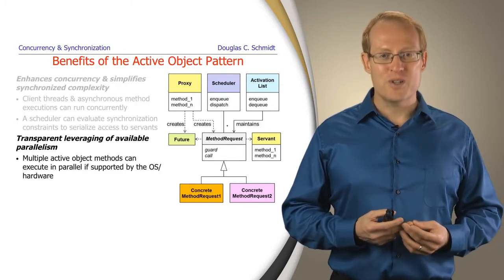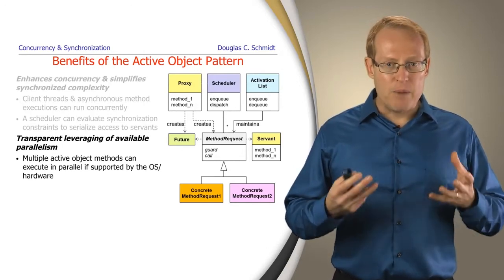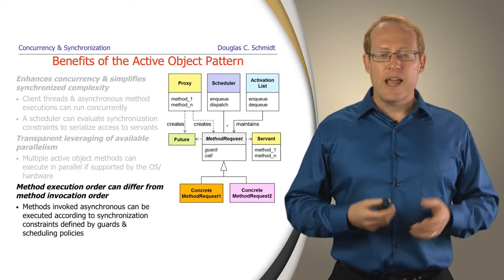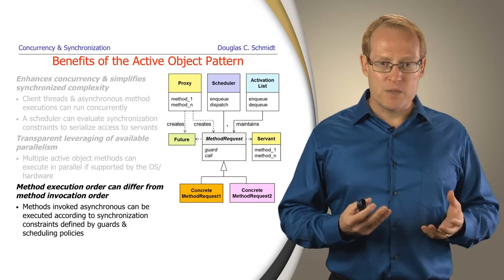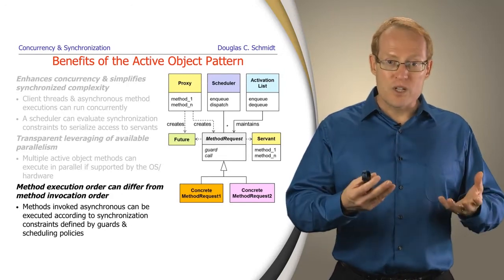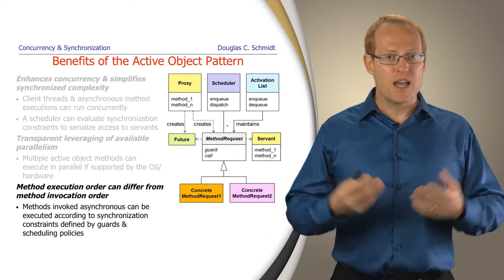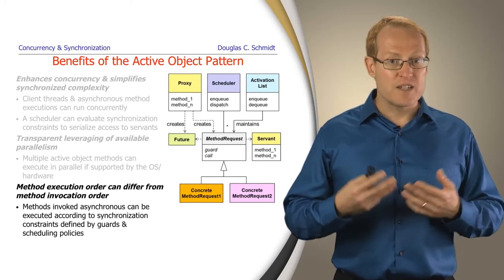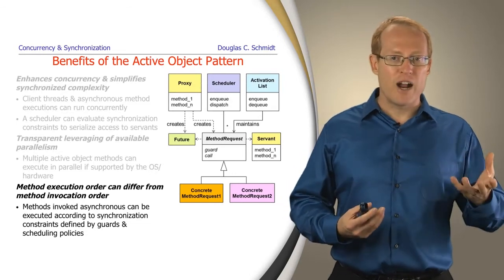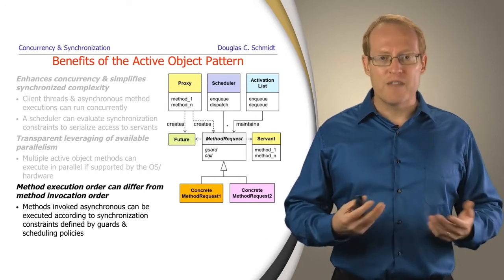Another benefit of this pattern, of course, is that if your operating system and hardware support it, you can transparently leverage the parallelism that's available. So you can have these different method requests running in separate threads of control. Another benefit that you might be able to get from this pattern is that there are times in which the method that invokes the operation and the order in which things are invoked will be different from the order in which the methods are actually executed by the scheduler. You might order things in a way that satisfies scheduling constraints. You might order things in a way that satisfies various priorities, so higher priority users get preference over lower priority users, and so on and so forth. So those are some of the benefits of the pattern.